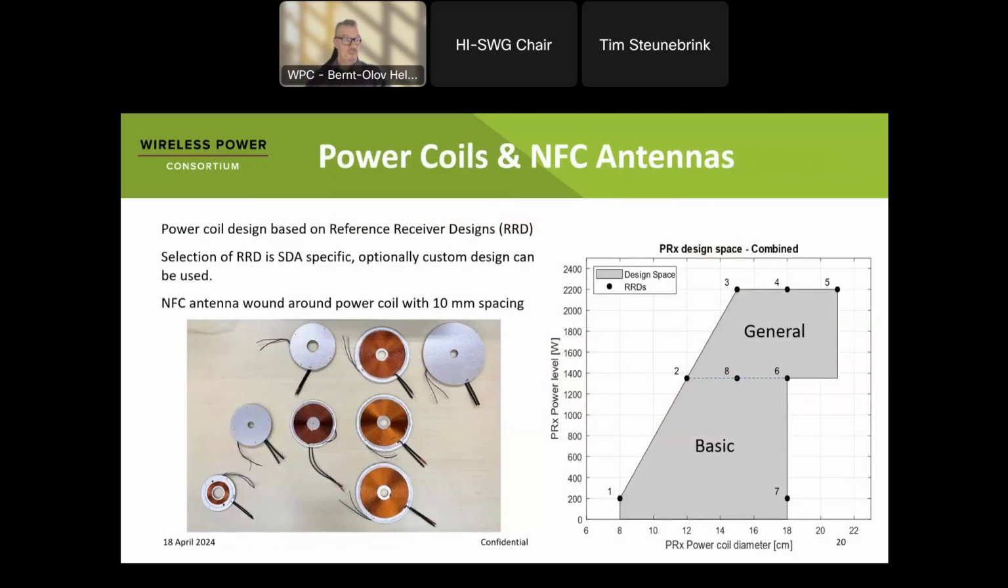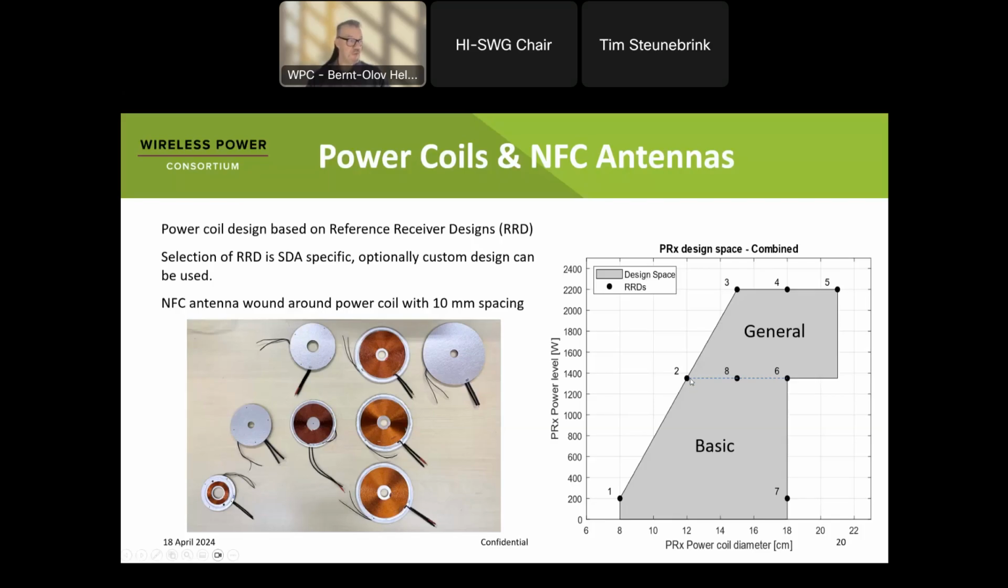So some about the power coils and NFC antennas. There are 2 groups of transmitters, the basic and the general. They are defined depending on the power levels available in that region. So there is a limit of 2.2 kilowatts, which is available as maximum defined today, where we have 220 volt. And then we have the other regions which are below 1.6 kilowatt, which is the basic area.